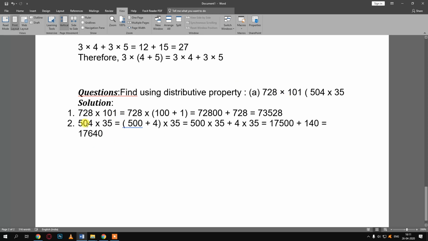Similarly, in the second question we can use the distributive property for 504 into 35. We can break this 504 into two parts like 500 plus 4 inside the bracket and multiply by 35, and then we will multiply each addend with 35. When we multiply each addend with 35, we get 17,500 plus 140, and when we add these two numbers, we'll get our answer. So why are we using the distributive property here? We are using the distributive property here to make our calculation easy.